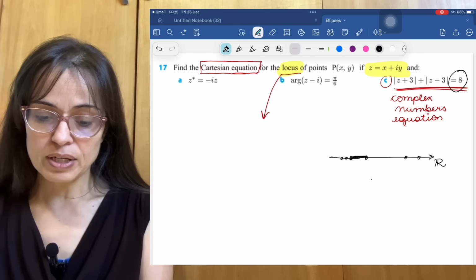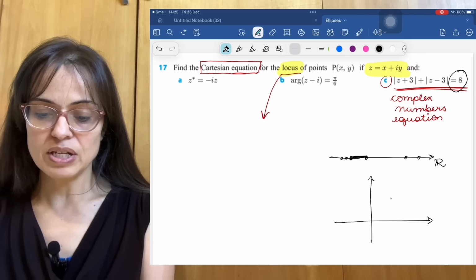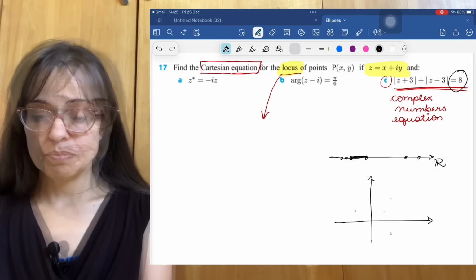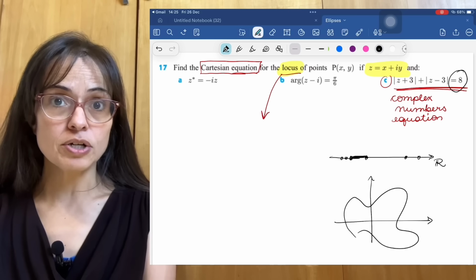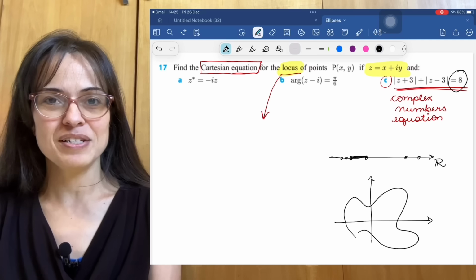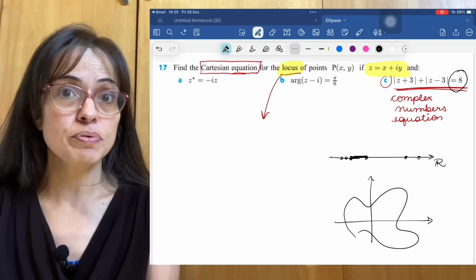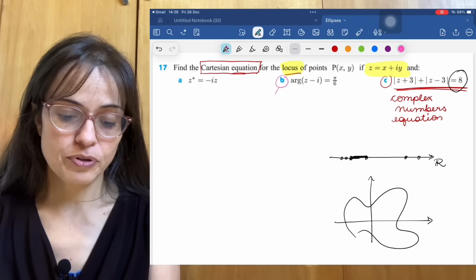Now, in the complex plane, this becomes easier to do because you don't necessarily need just a bunch of random scattered points. Sometimes your solutions will be interesting shapes. They will be curves. And that is what the word locus means. It means that the set of solutions to an equation has an interesting shape. Because it's interesting, it gets a name.